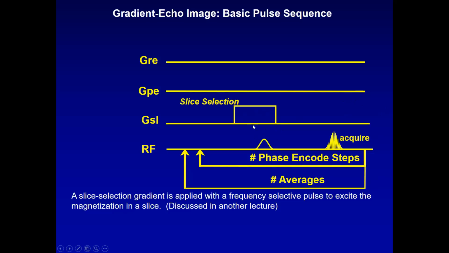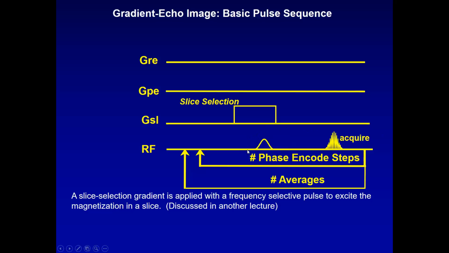We have a shaped pulse and a slice selection gradient. And in this course, there's a lecture on shaped pulses. They're used for a variety of things, but one of the purposes of shaped pulses is that certain shapes are very selective for a specific band of frequencies.